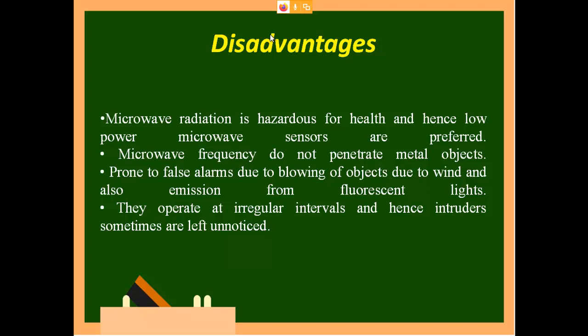Microwave radiation is hazardous for health, and hence low power microwave sensors are preferred. Microwave frequency does not penetrate metal objects, and it is prone to false alarms due to objects blowing in the wind. Also, emission from fluorescent lights, if there is any fluorescent light, will also be picked up. They operate at a regular interval, and hence sometimes it gets falsely notified as well.